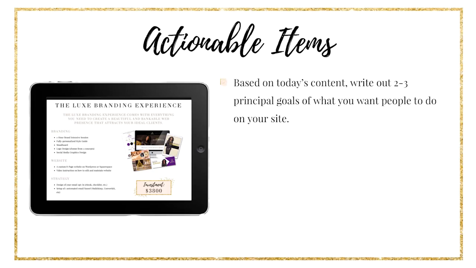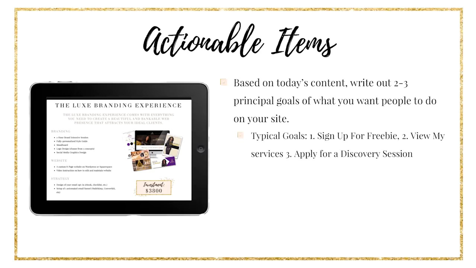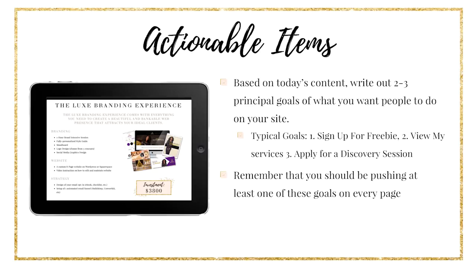So here are some actionable items for how you can do this with your own offerings. Based on today's content, write out 2 to 3 principal goals of what you want people to do on your site. Typical goals are: 1, sign up for my freebie; 2, view my services; 3, apply for a discovery session. These are things that you want people to do when they get on your site. Remember that you should be pushing at least one of these goals on every page. No page should go by where you aren't pushing your principal goals. So lead that ideal journey that you want visitors to take on your site. Now I'm going to take you through it right now.